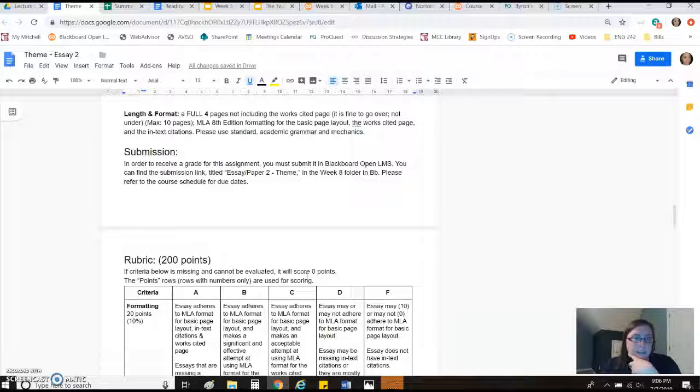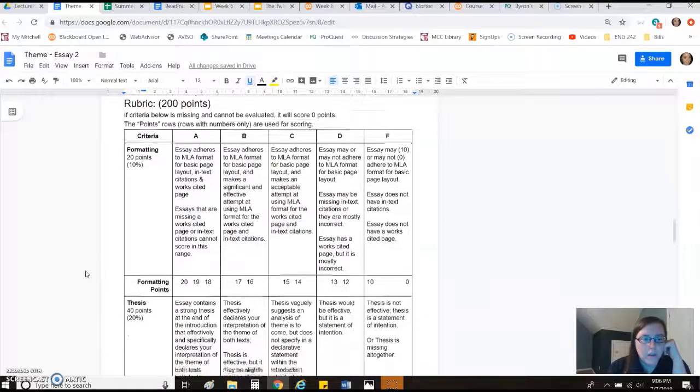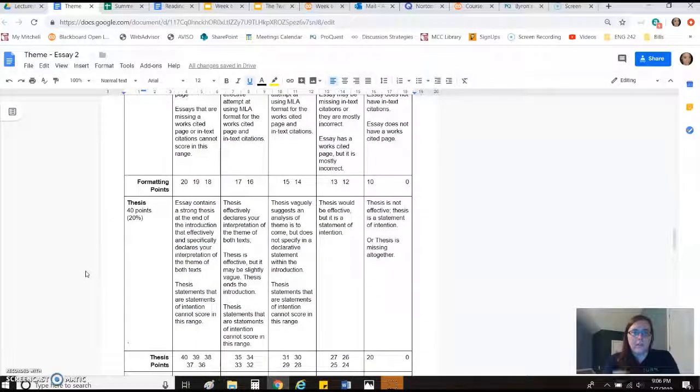Use in-text citations, use standard grammar and academic writing. You did a great job on paper 1, so I expect also good things for paper 2. Turn it in on Blackboard. The rubric is pretty much the same. I'm looking at all of the same criteria. Really the thing I want to talk about is that the language of the rubric changes from close read to theme. That's not really a big deal.